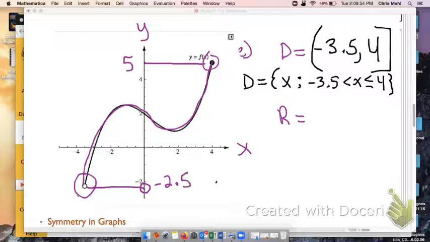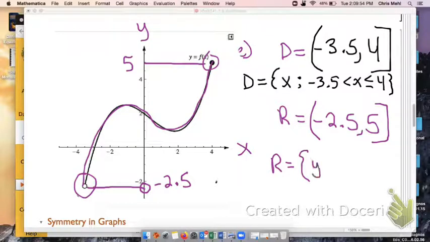The graph goes continuously from its lowest to its highest point. So the range would start at negative 2.5 and go up to positive 5. Negative 2.5 is not an output because of the open circle, but positive 5 is an output because of the closed circle, so that would be included. You can also write the range like this.